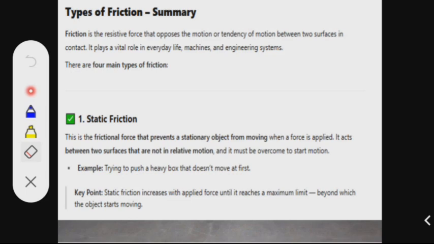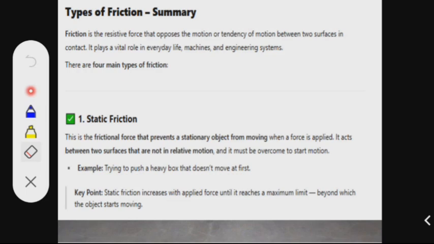So if you put a small force, let's assume we had a big rock, and we are using a small force to push that rock. The frictional force will be equal to our force. So let's assume we are pushing with 10 newtons. The frictional force should be exactly 10 newtons. If we increase our force to 20 newtons, the frictional force will also increase to 20 newtons.